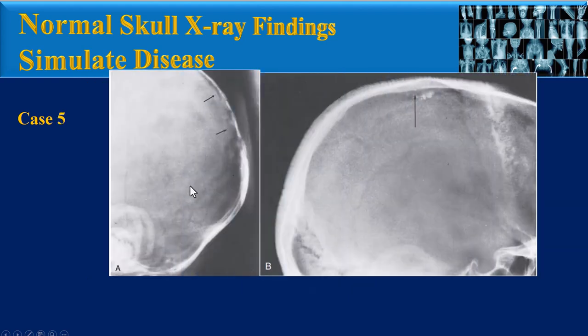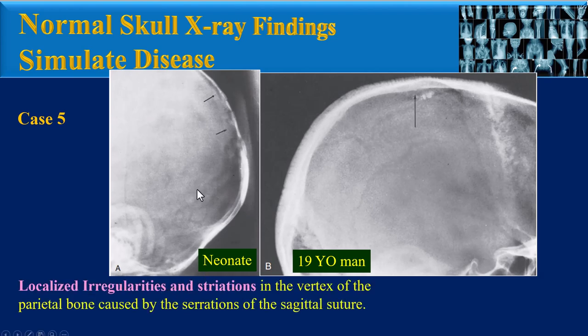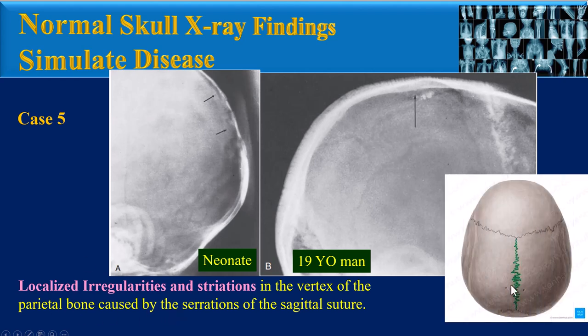Case 5. We have two images here. This one is related to a neonate, and this one to a 19-year-old man. As you can see, we have localized irregularities and striations in the vertex of the parietal bone caused by the serrations of the sagittal suture.